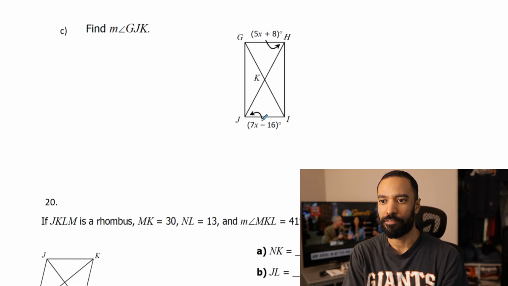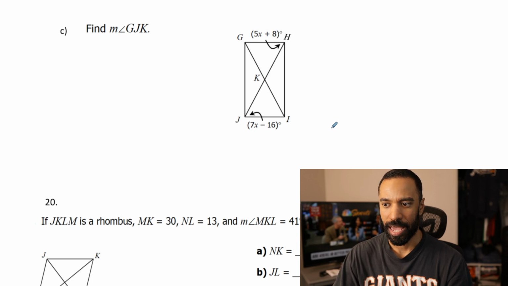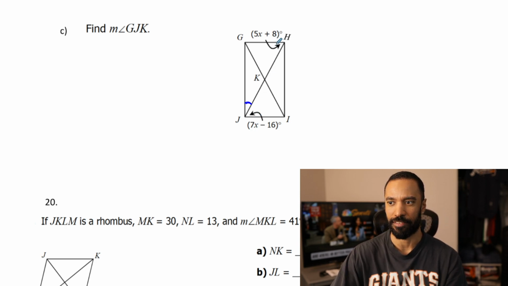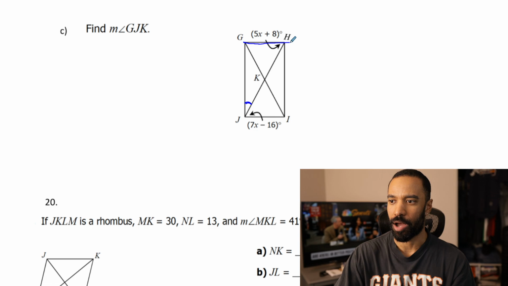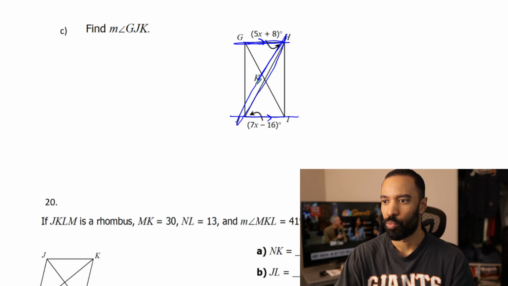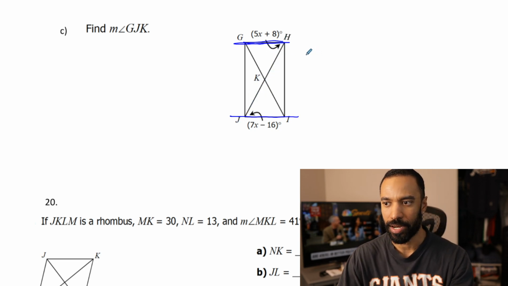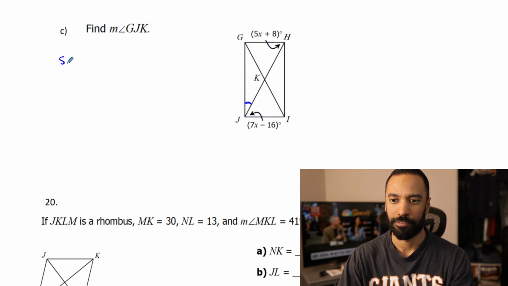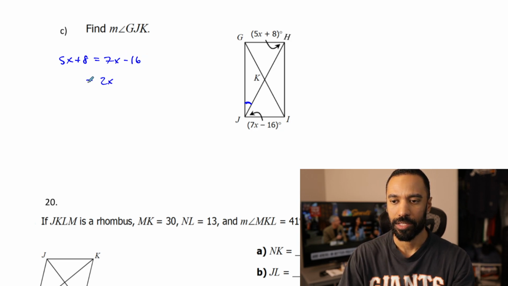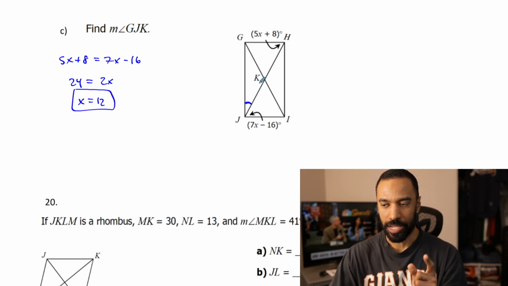Another rectangle. Find the measure of angle GJK. Where's K? Oh, right here. The measure of angle GJK, given these angles 7x minus 16 and 5x plus 8. I did just mention on the other problem that you have a pair of two parallel lines cut by a transversal, which makes these alternate interior angles. These are congruent to each other. I can set these equal. They don't add to 180. 5x plus 8 equals 7x minus 16, and I can solve. 2x is 24 and x equals 12.